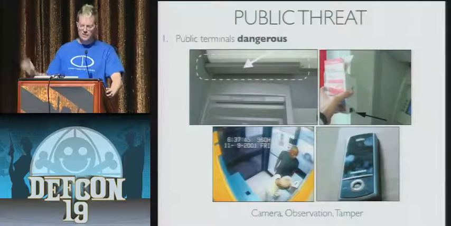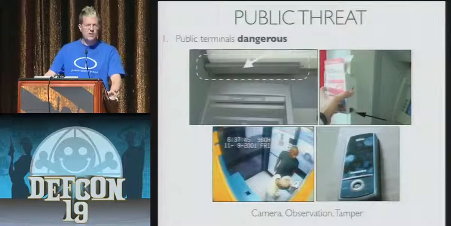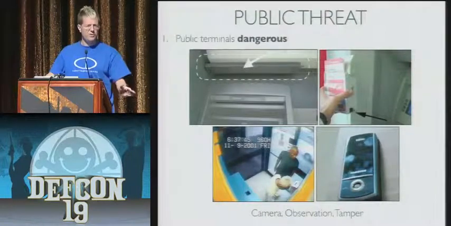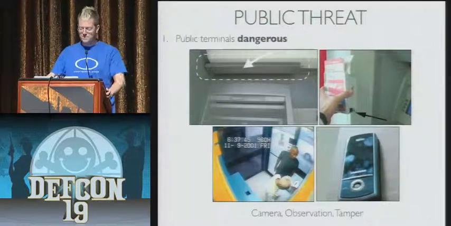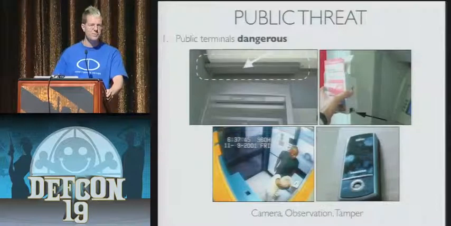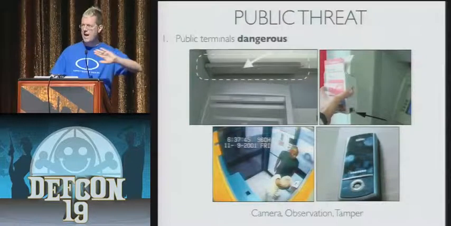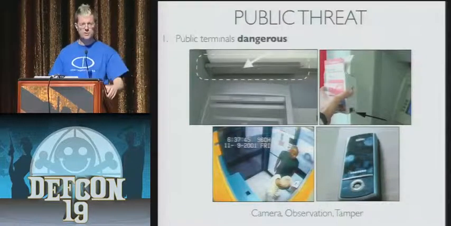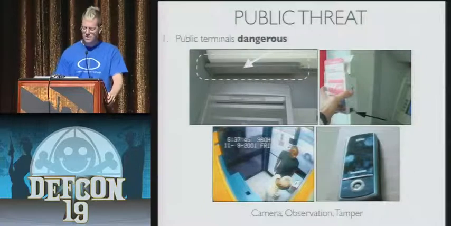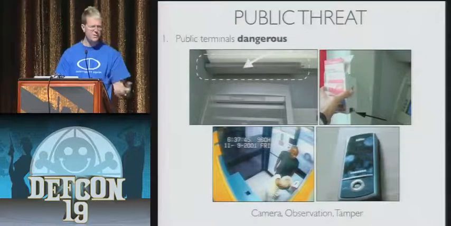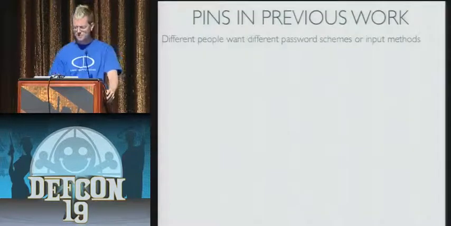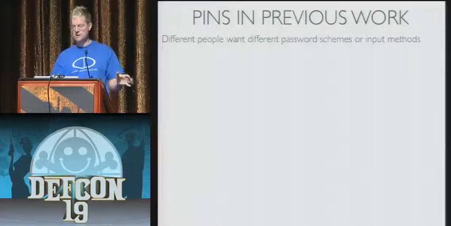And then down there in the lower right is an electronic door lock, which they love in Korea. They're on basically every door. But they're super susceptible to observation because you can see the fingerprints on the commonly used buttons, or you can add something else that gets wiped off when people use it. You can tamper with it. So there's definitely a threat to using a public terminal. And all of these attacks work because the attacker knows in advance how the PIN is going to be entered.